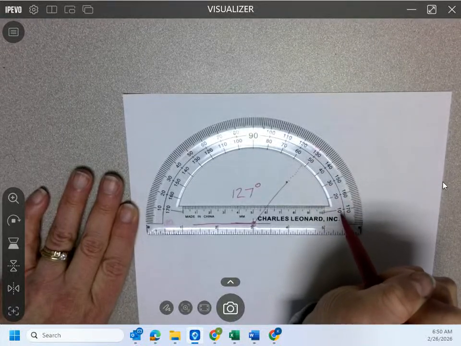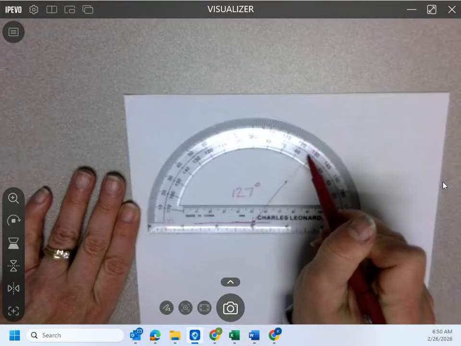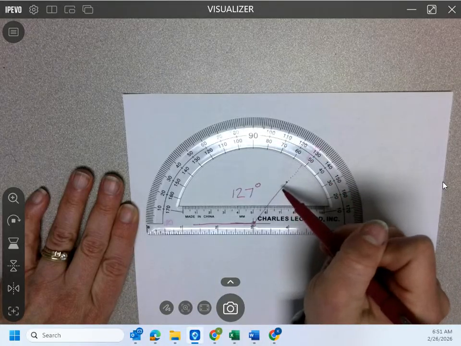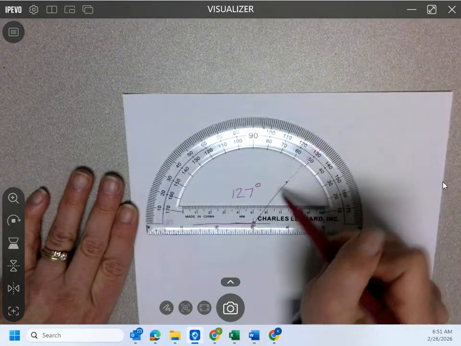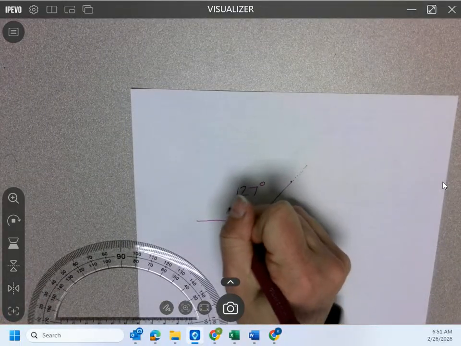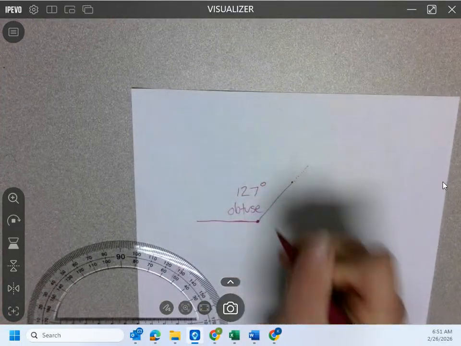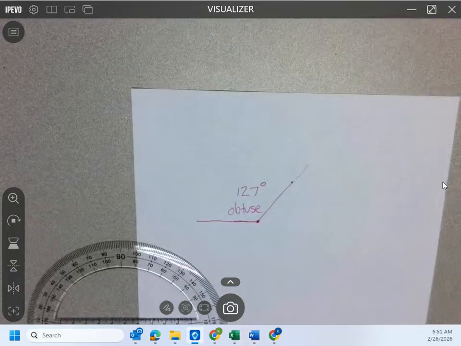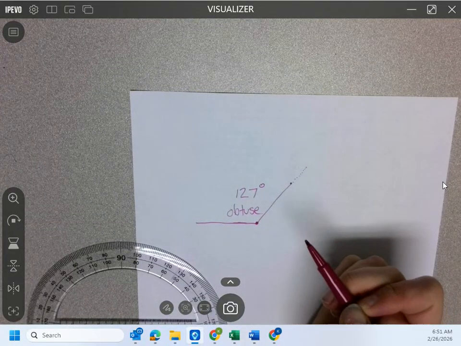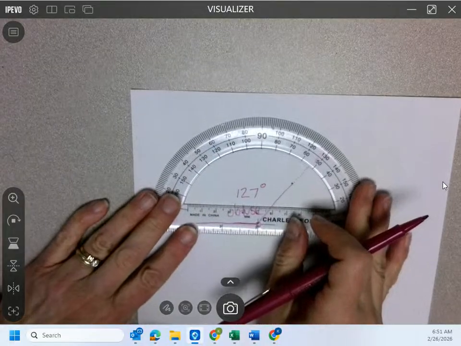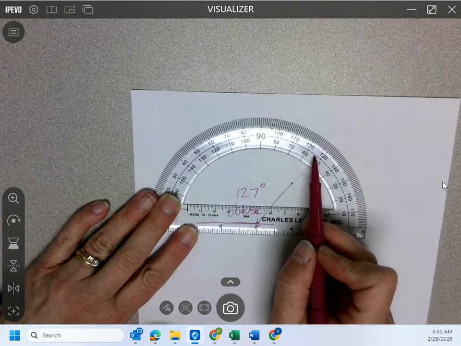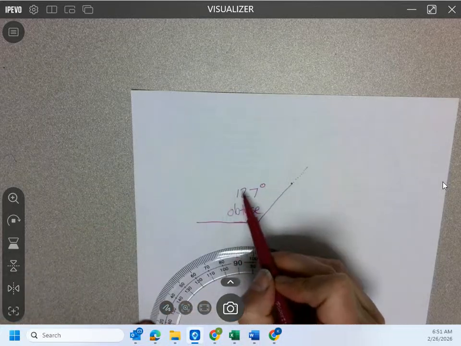If you were to have gone from the inside numbers and come up and you said, oh, that's a 52, well, no, it's not 52 degrees. I know it couldn't be 52 degrees because look at my angle. This type of angle is an obtuse angle. It's big. It's bigger than 90 degrees. So my angle measurement has to be bigger than 90 degrees. If I put that it was 52 degrees, that's an acute angle. That's smaller than 90 degrees.